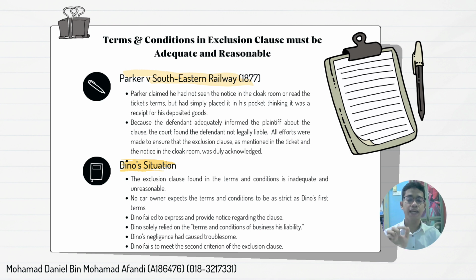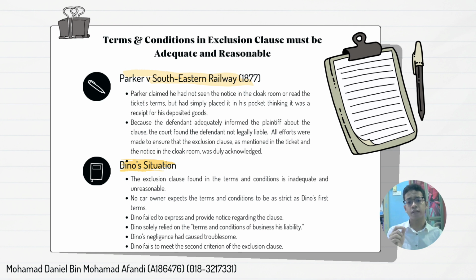Thus, in Dino's situation, the exclusion clause found in the terms and conditions is inadequate and unreasonable, similar to the facts stated in the Parker and Southeastern Railway case. This is because no car owner expects the terms and conditions to be as strict as Dino's first term, which states that all vehicles are left at the customer's sole risk, and Dino shall have no liability for any vehicle which is stolen while on the premises.